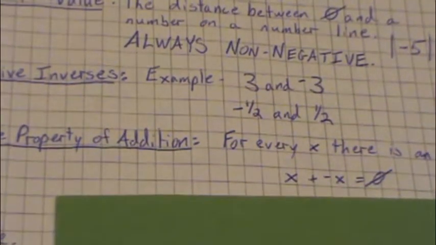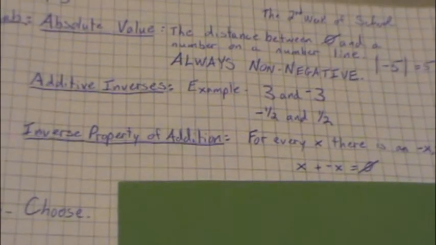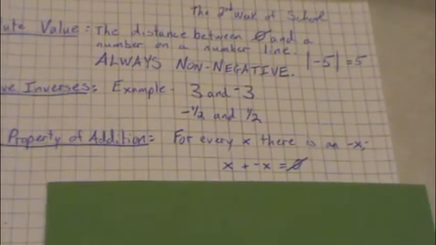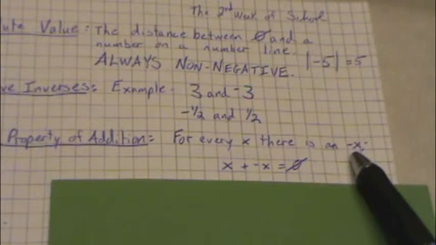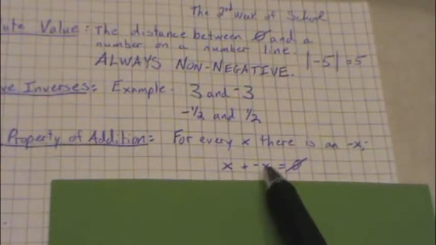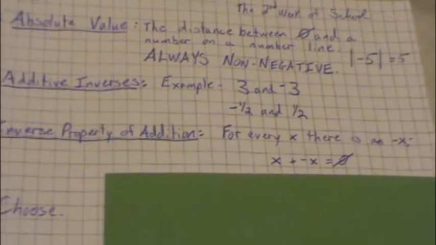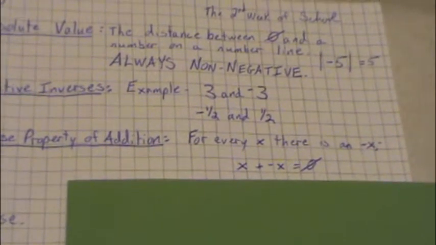Then, the inverse property of addition. I'll be honest, I read this in your book and I went, we might just call this the duh property, but there will be a reason for it later on. For every x, there is something that's the opposite of x. And the property means x plus the opposite of x will always equal 0. All right, inverse property of addition, duh. For every number, there's something you can add to it to make it 0.